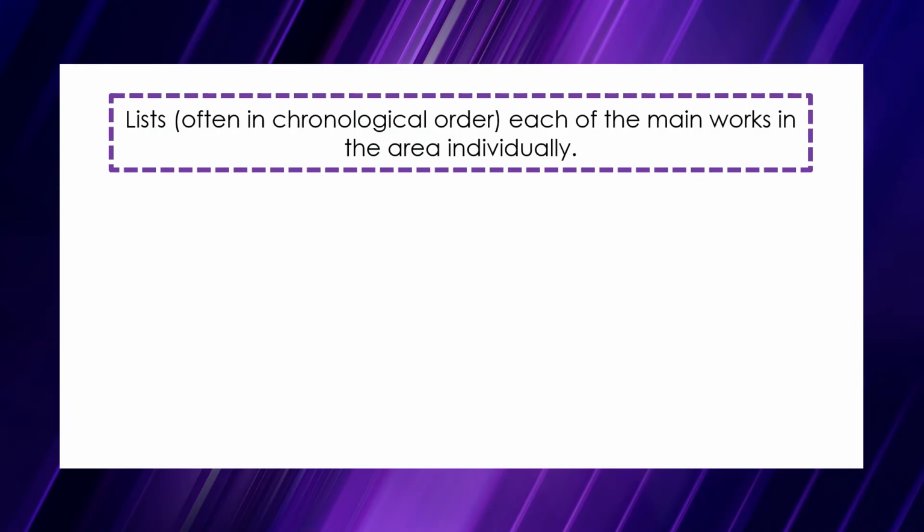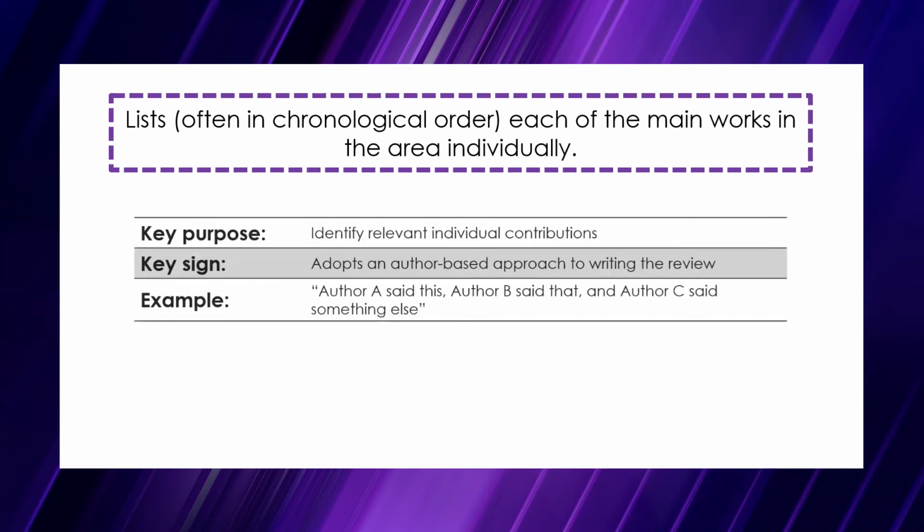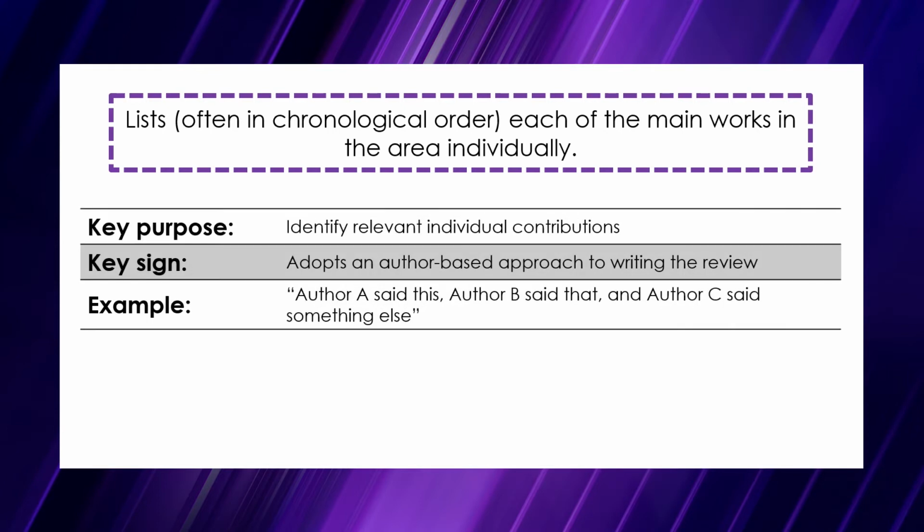Time to understand what the 3 steps are about. Let's start with description. So what is description about? The purpose of a descriptive review is to identify relevant individual contribution. So descriptive reviews adopt an author-based approach, and they list, often in chronological order, each of the main works individually.